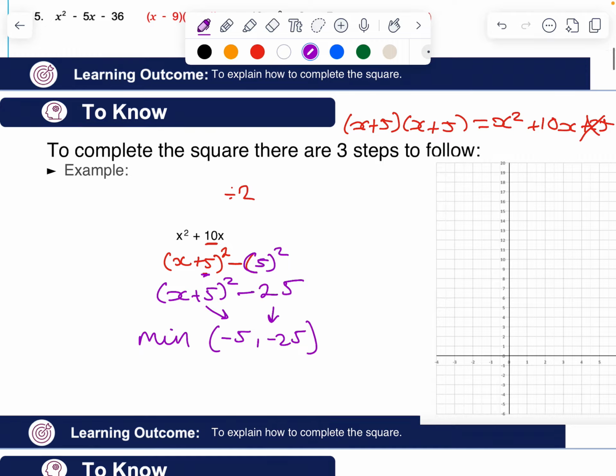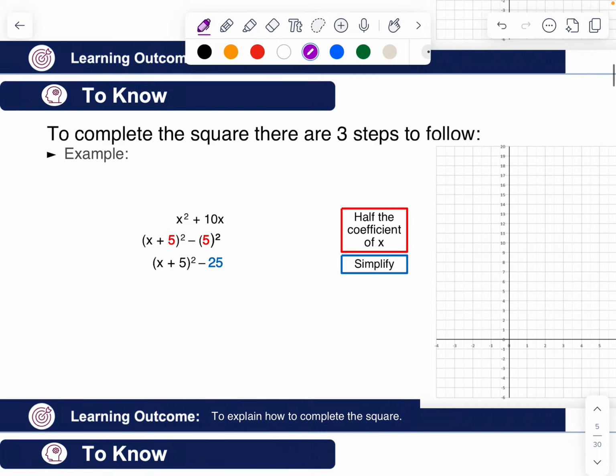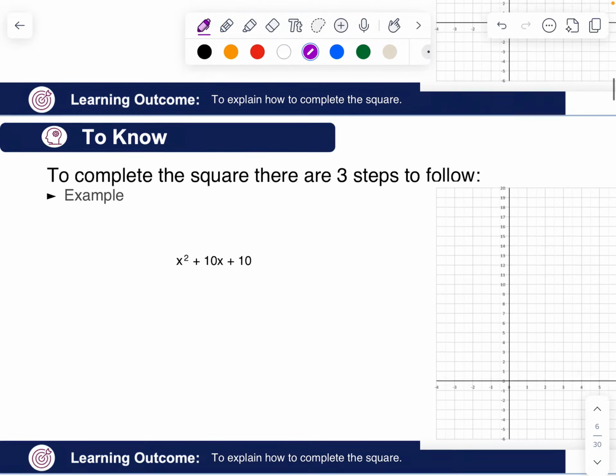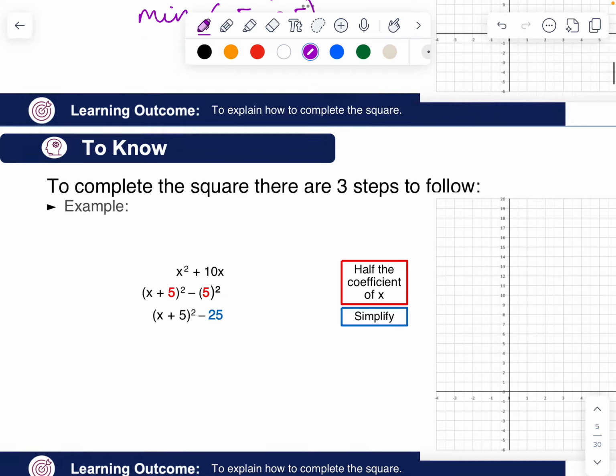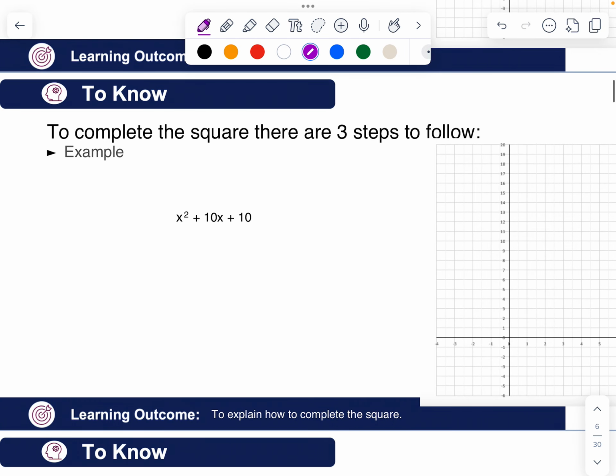Right, let's go and have a look when we actually have C at the end. Okay, so I've used the same one, but I've just put plus 10 at the end. So first step you do, again, exactly the same. I'm going to open a bracket. I'm going to put x. This is going to be plus 5 squared. And then whatever number's inside, we subtract that squared. The only difference in this question is you can't forget there's also a plus 10. So you put that at the end.